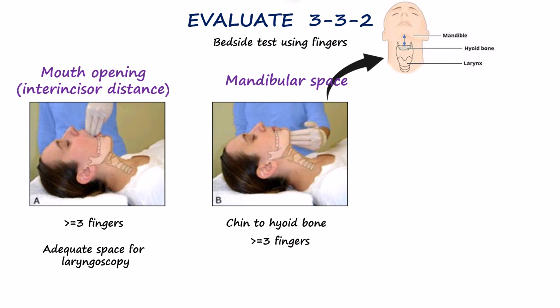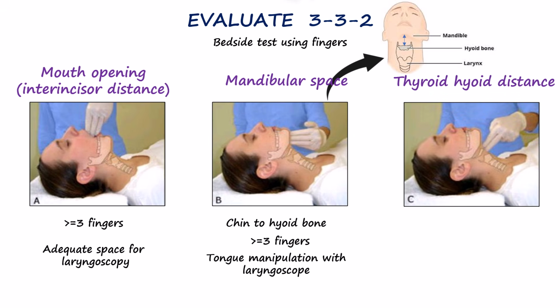The third step is measuring the distance from the hyoid bone to the thyroid notch, which reflects the vertical position of the larynx. A normal measurement is at least 2 finger breadths. A shorter distance suggests a more anterior larynx, which can make glottic visualization more challenging.